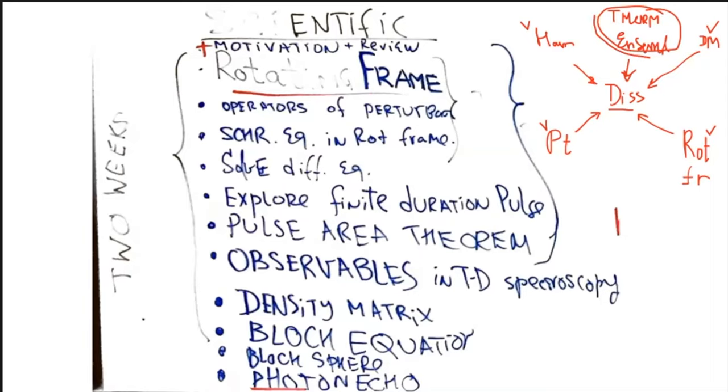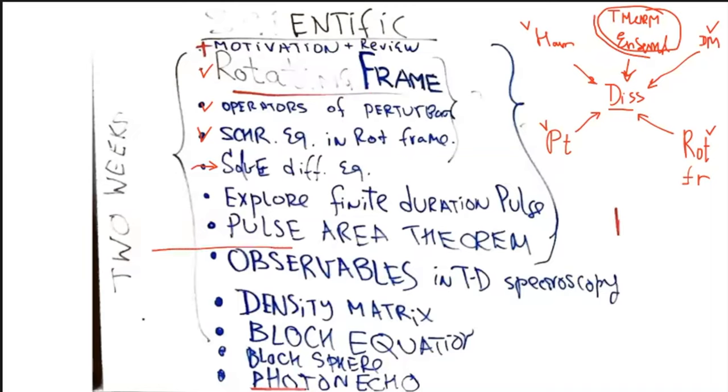This is a plan. These subjects are planned for about three lectures. So we will revisit the rotating frame that was partially covered in the last lab and fully covered by Adam last Thursday. Then we will look at two electronic levels representing, let's say, HOMO and LUMO of a molecule, and solve differential equations related to the photoexcitation.